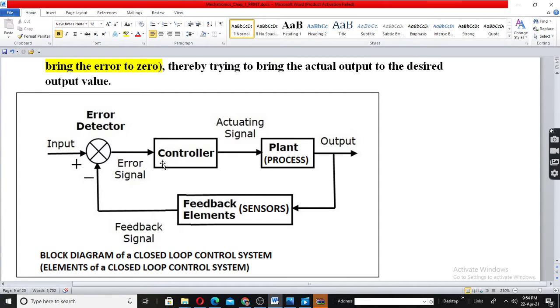Suppose you need 10 liters per second, that is the rate of flow. Here you set it for 10 liters per second. If everything is fine, the feedback sensor will get 10 liters only. This will say 10 liters. So this is 10, this is 10.